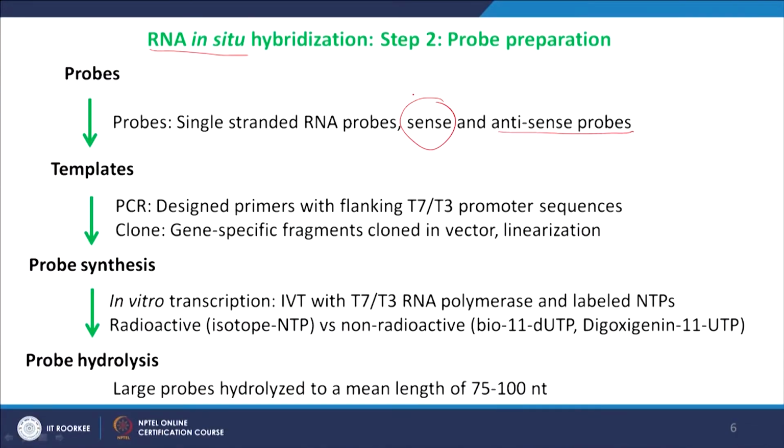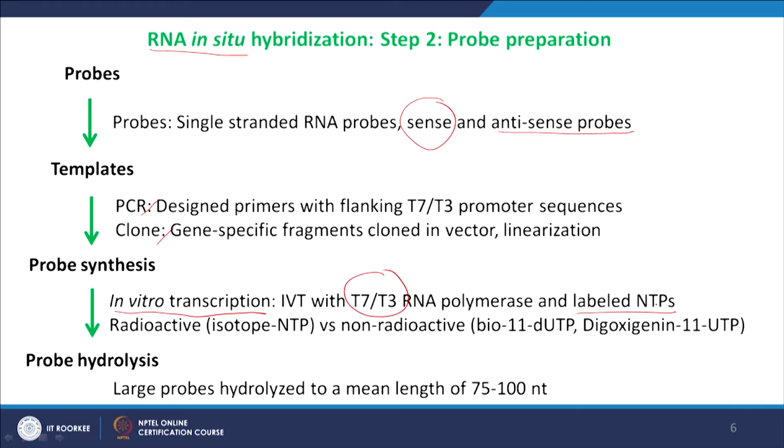And how you make these probes, maybe I will describe in detail. There are two ways. One is that you can do PCR based probe synthesis, or you can clone a gene specific fragment in a vector and then use that as a template to generate the probe. Since we are generating RNA probe, the process which involves is in vitro transcription, and here we are using either T7 RNA polymerase or T3 RNA polymerase depending on which promoter is available, and then you can use labeled NTP.